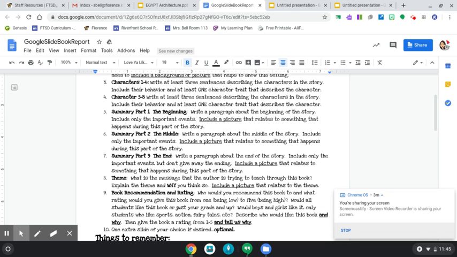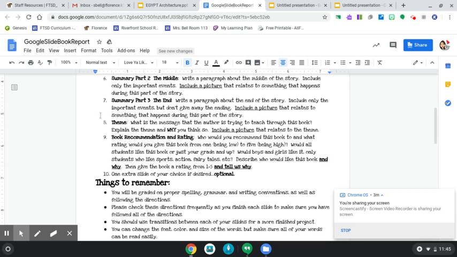Write a paragraph about the middle of the story. Include only the important events. Include a picture that relates to something that happens during this part of the story. Slide 7, summary part 3, the end. Again, write a paragraph about the end of the story. Include only the important events, but don't give away the ending. Include a picture that relates to something that happens during this part of the story.